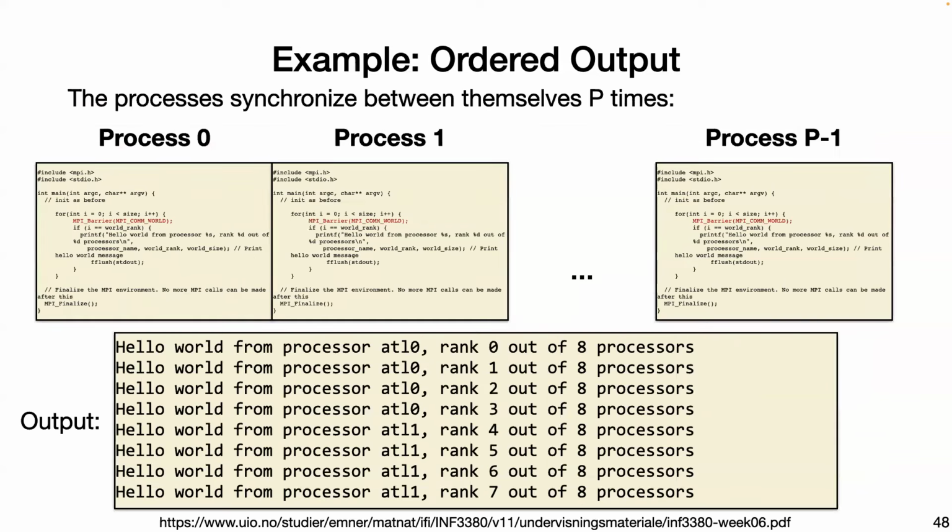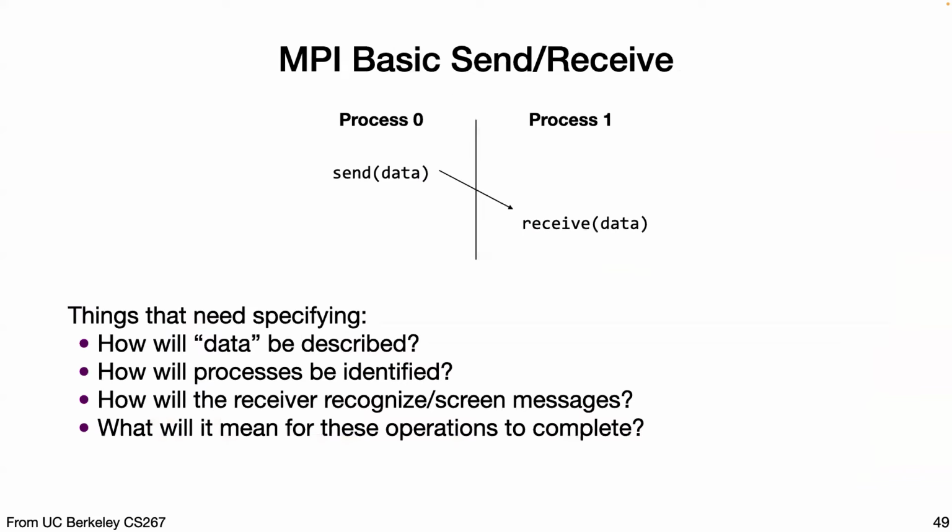Questions? Okay, all right, so that is Hello World in MPI. The most basic message passing is send and receive. The easiest way to think about it is you have two processors, process 0 and process 1. Process 0 calls send of data to process 1, and process 1 needs to call a corresponding receive of the data.